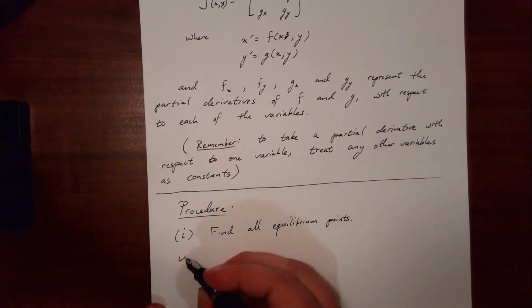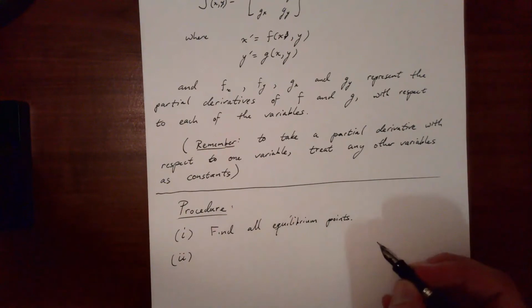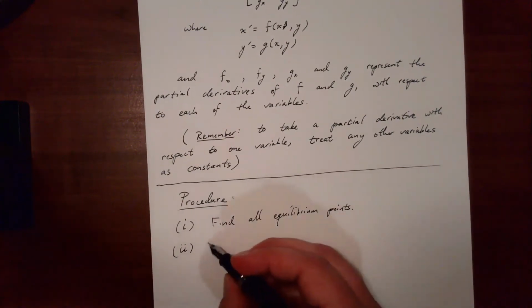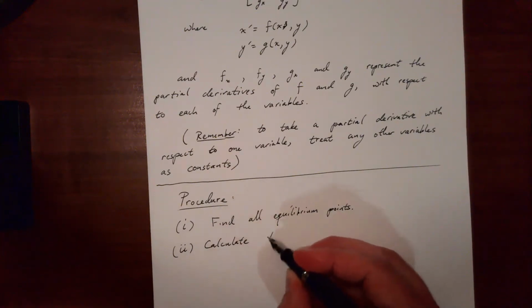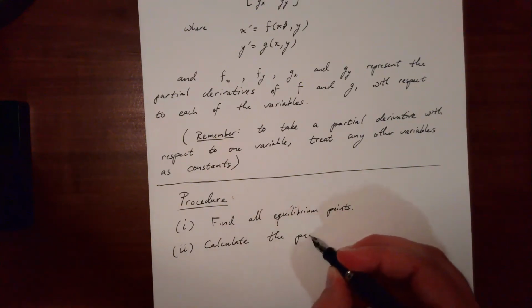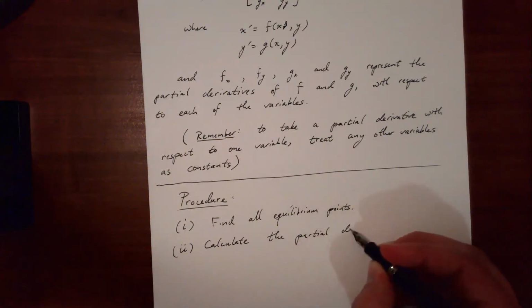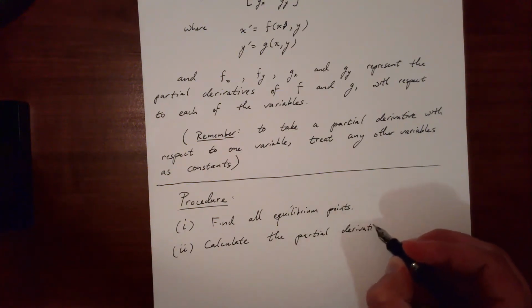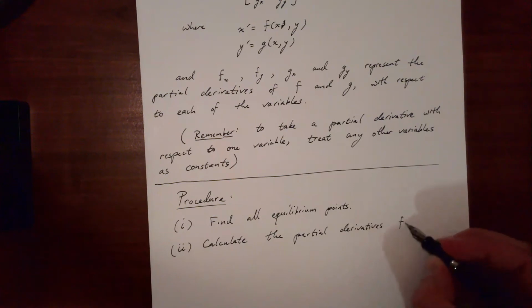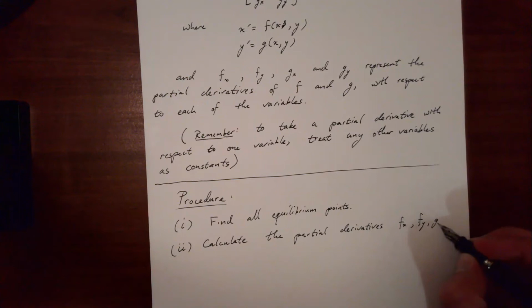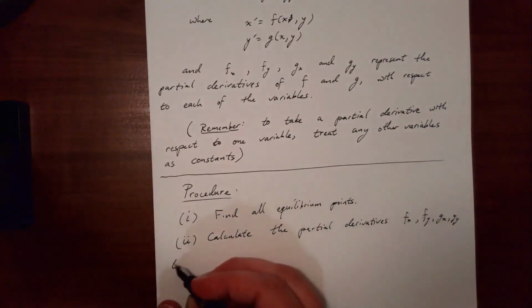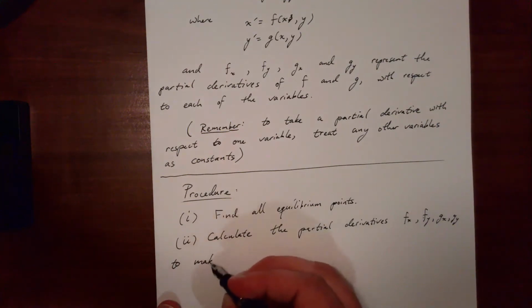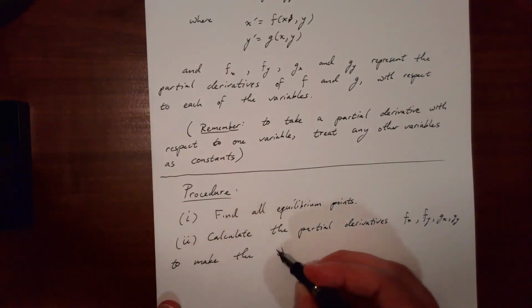Step two. Calculate the partial derivatives fx, fy, gx, gy to make the Jacobian matrix.